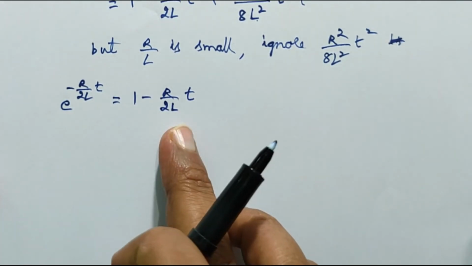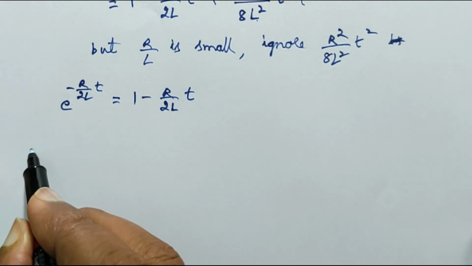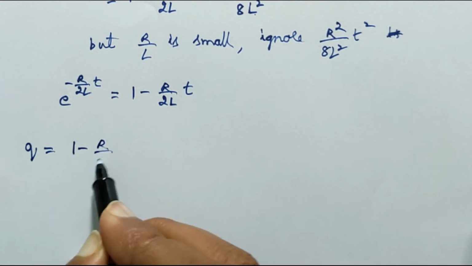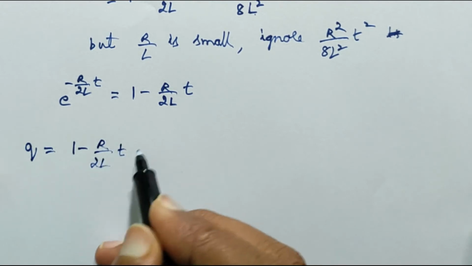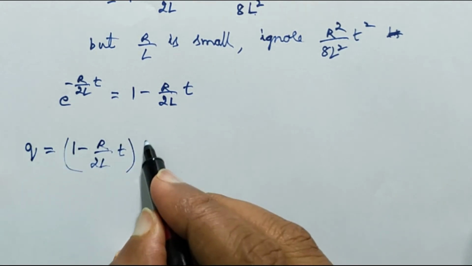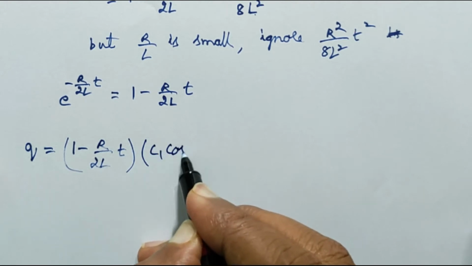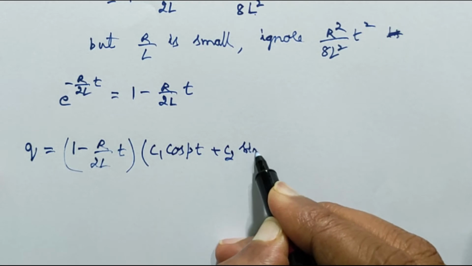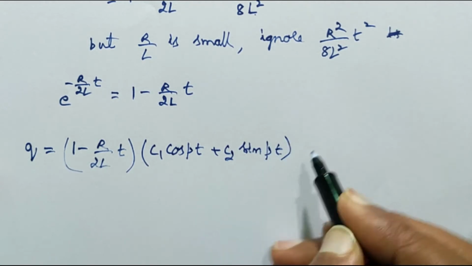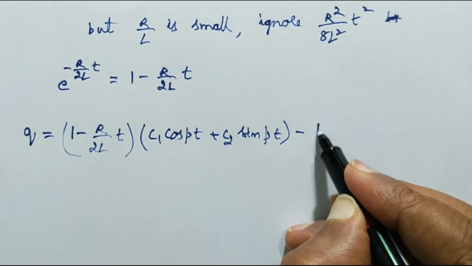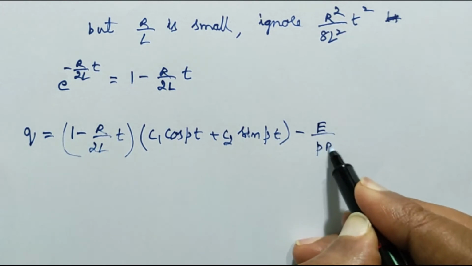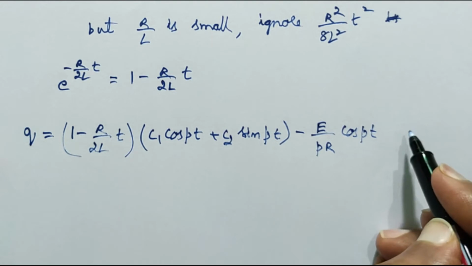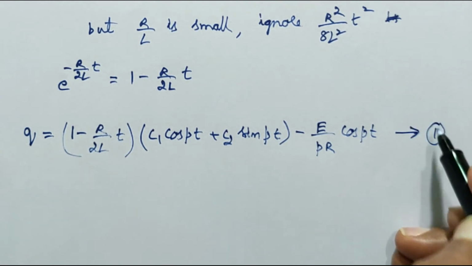Now if you plug this value back into Q, the value of Q will be equal to, e power will become 1 minus R by 2L times T, into C1 cos of PT plus C2 sine of PT minus E by PR into cos of PT. So that's the value of Q. Let us take this as equation number 1.